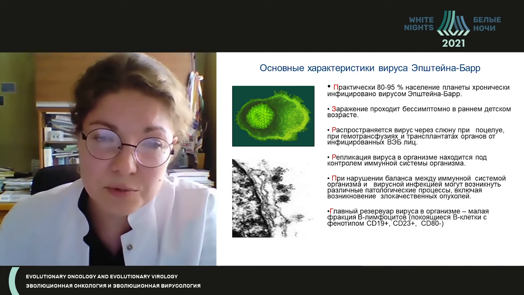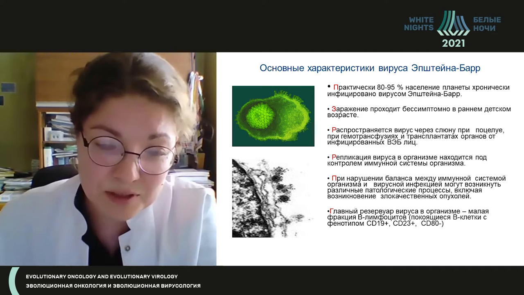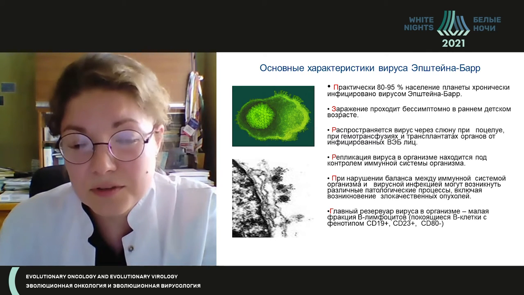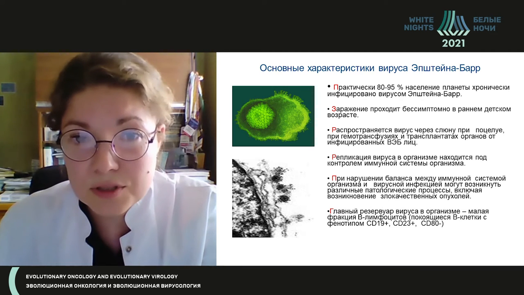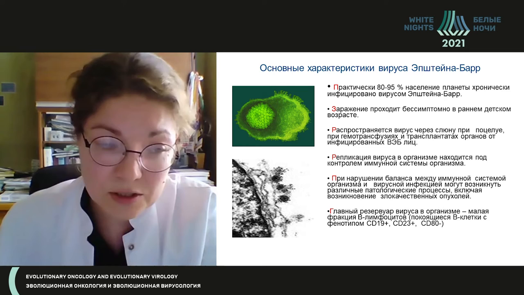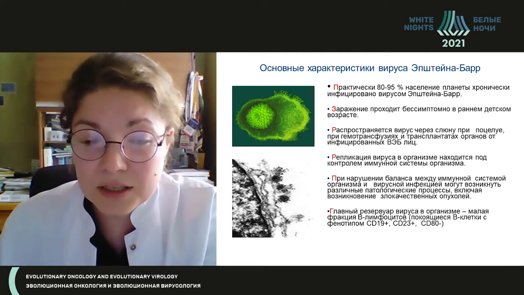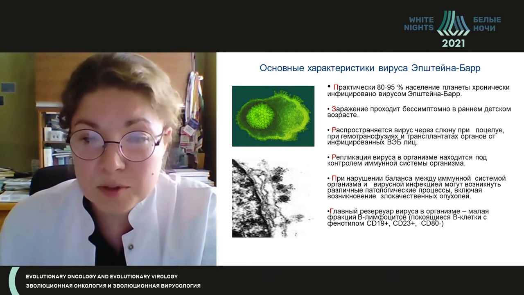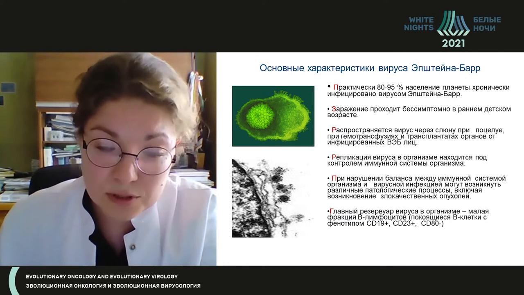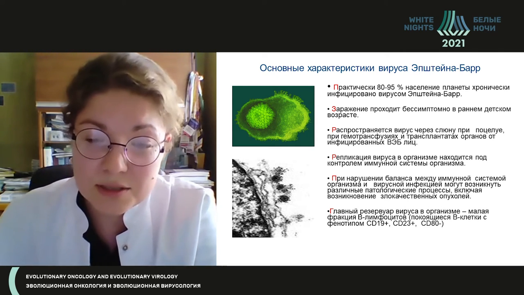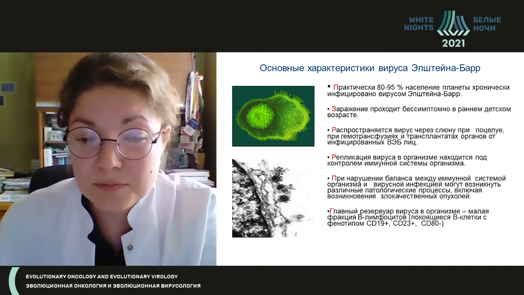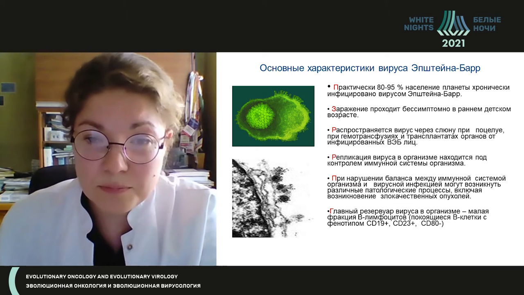And I would like to say a couple of words about the EBV virus to remind you of the main key points. EBV infects about 95% of the whole population globally. People are infected at an early age, asymptomatically. The virus enters the body through the oral cavity, and we are all actually carriers. But the virus replication is strongly controlled by the immune system. The main reservoir of the virus is a small B lymphocyte fraction.